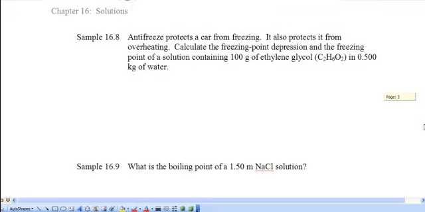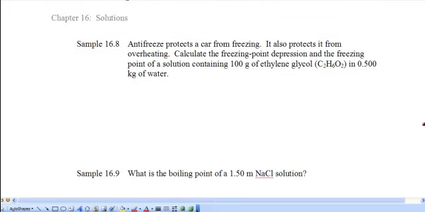So the question says, antifreeze protects a car from freezing. It also protects it from overheating. Calculate the freezing point depression and the freezing point of a solution containing 100 grams of ethylene glycol in 0.500 kilograms of water. Alright, so this is freezing point depression. So you're going to use the equation where delta Tf is going to equal Kf times the molality times this Van't Hoff factor.